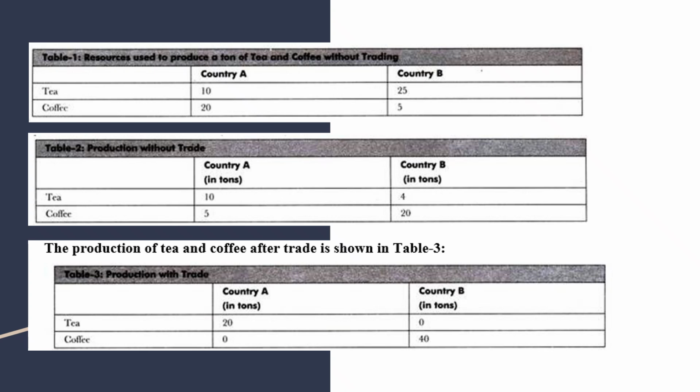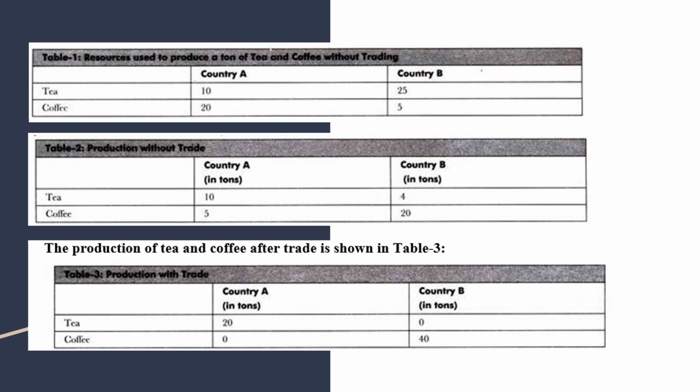So both the countries are producing tea and coffee. Both the countries are given with each 200 labors. So the country A can produce 1 unit of tea or 1 ton of tea with 100 labors. Whereas country B can produce 1 unit of tea with 25 labors. And country A can give 1 unit of coffee with 20 labors, and country B can produce 1 unit of coffee with only 5 labors.